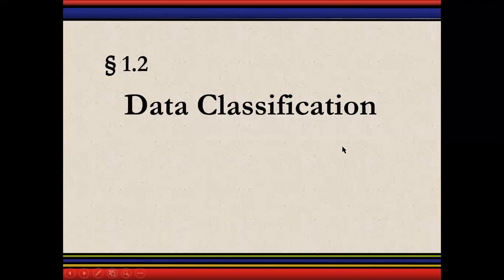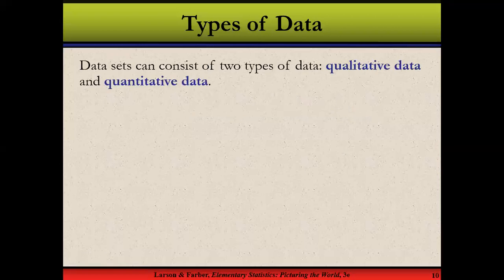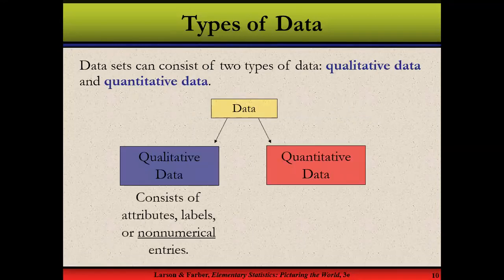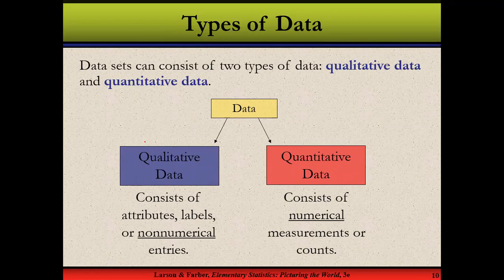Okay, let's talk about data classifications. Data can be categorized into two forms. One is called qualitative data, and the other one is called quantitative data. I will discuss quantitative data first because this is very self-explanatory.